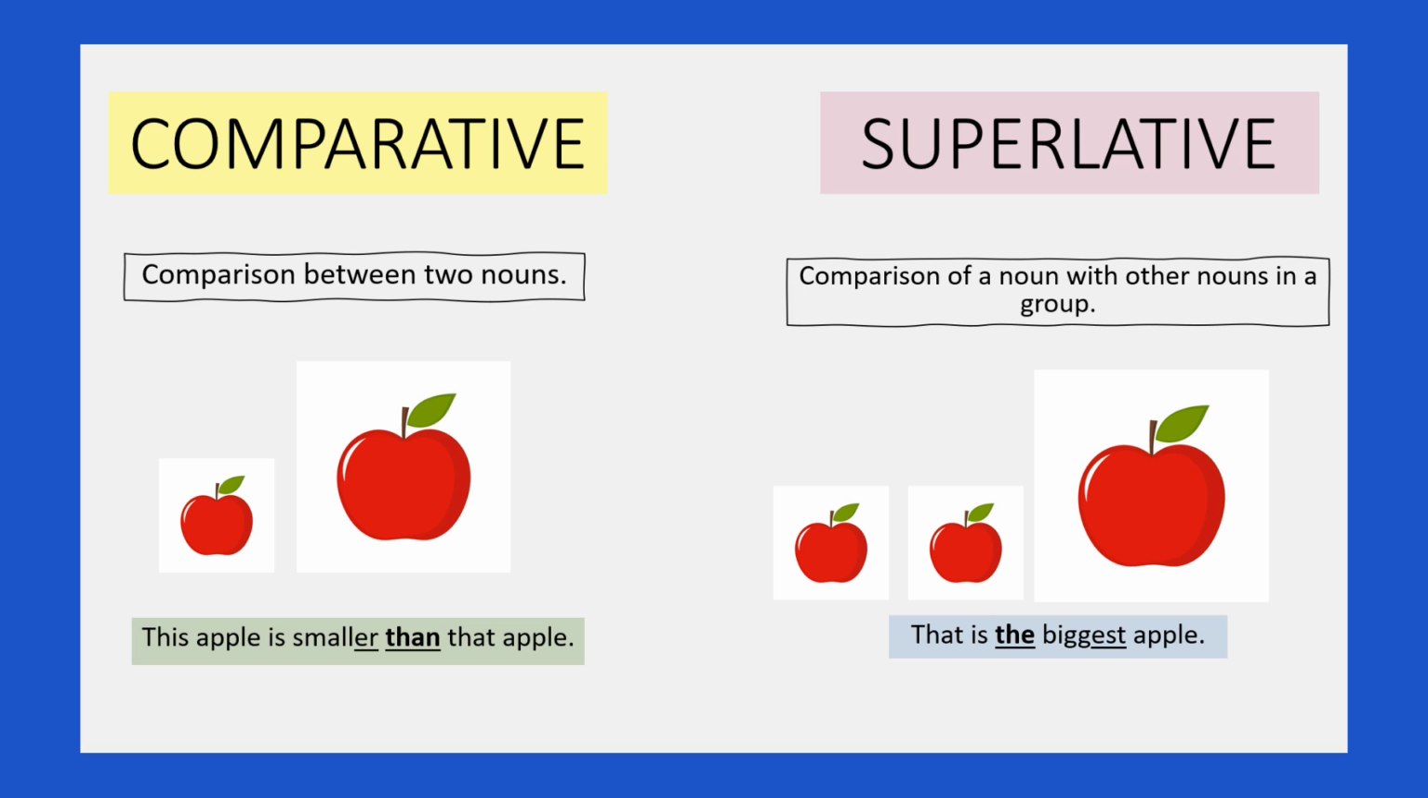A superlative adjective is used to compare one thing or person with all the other things or people in the group. Therefore, it's a comparison of a noun with the other nouns in the group. Okay, for example, that is the biggest apple.